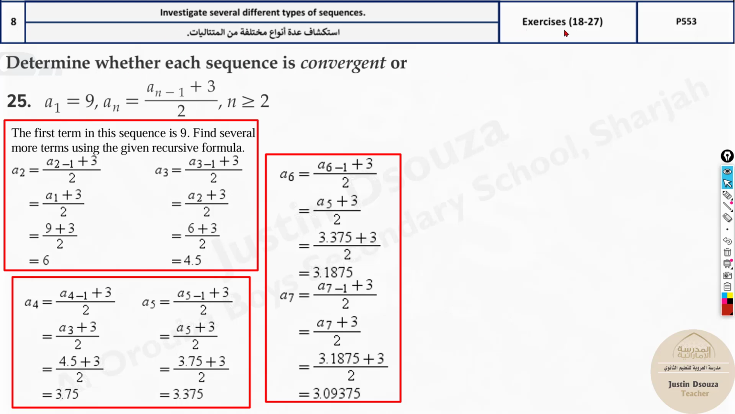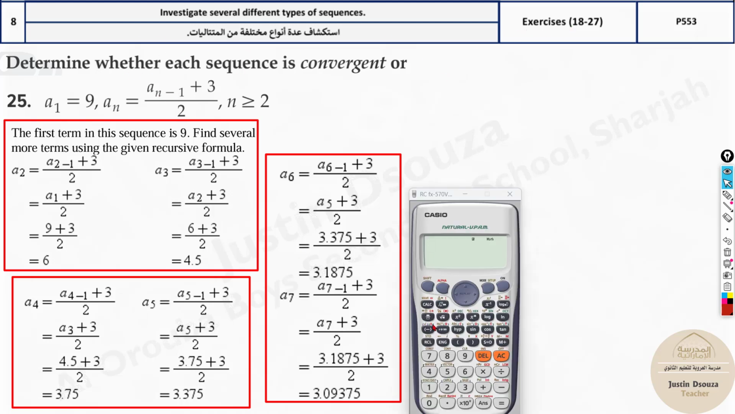So let's check it in our calculators. All you need to do is, the first time over here, put in the value 9. There is another way to start with the answer itself. You just have to press 9 equal to. Now what happens is when you press 9 and equal to, the answer is saved as 9. So now when I use this, an minus 1 is the answer, that is 9, which I have to use, plus 3, divided by 2. Now when I press equal to, 6 is automatically stored in the answer. And it's 4.5, and it keeps on going.